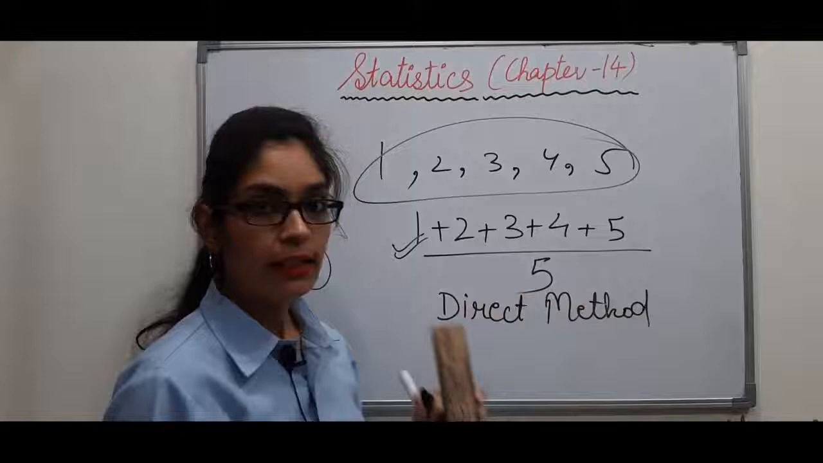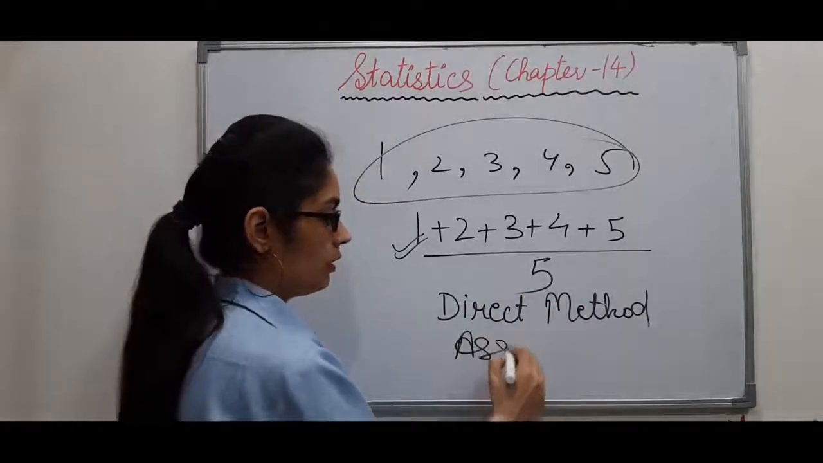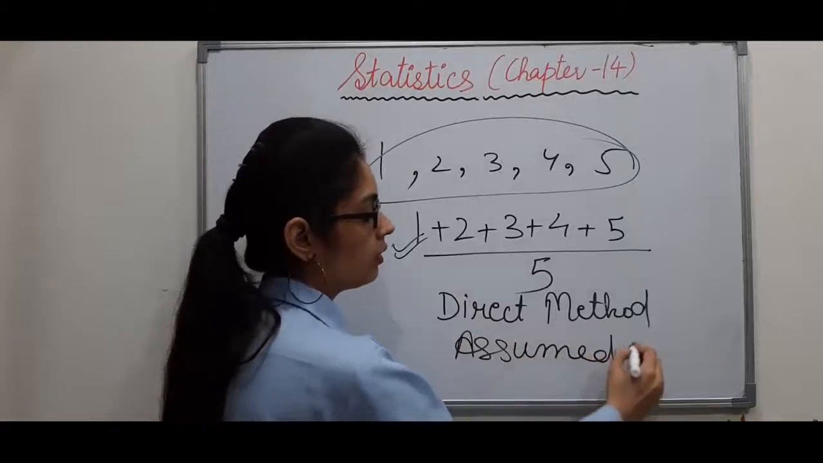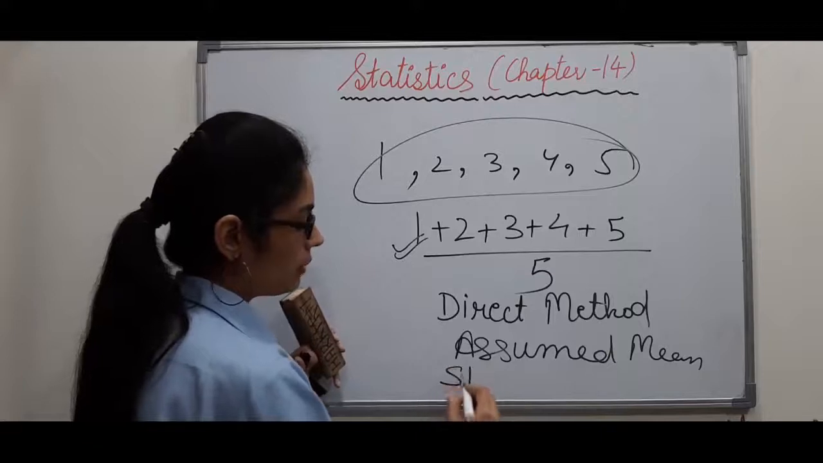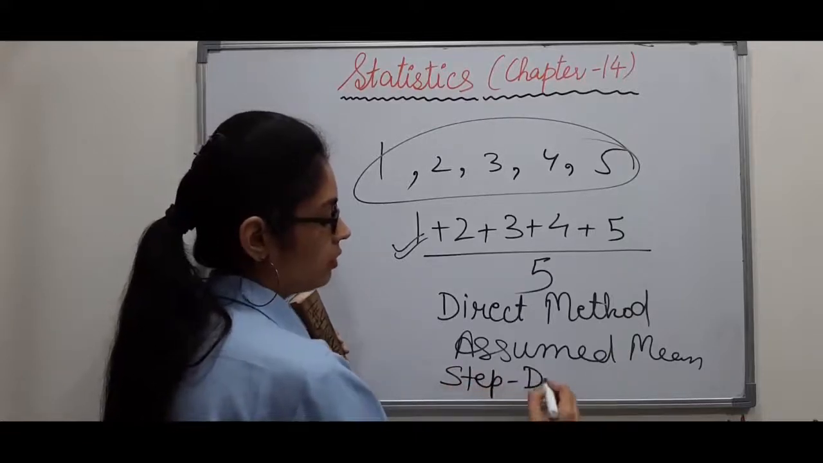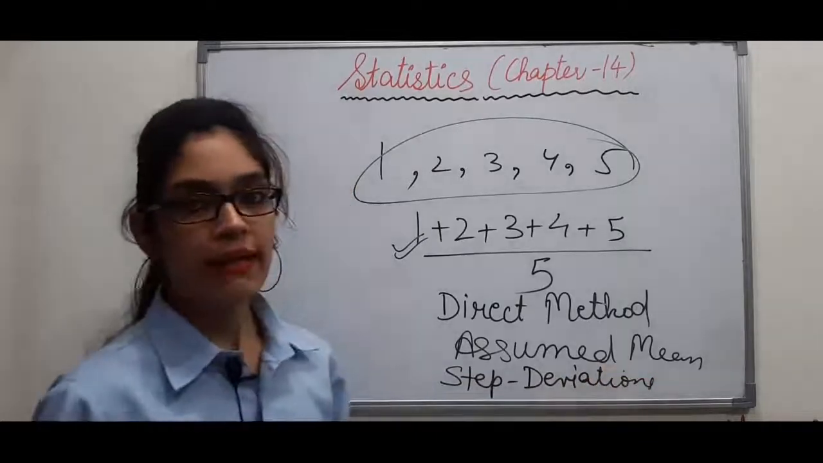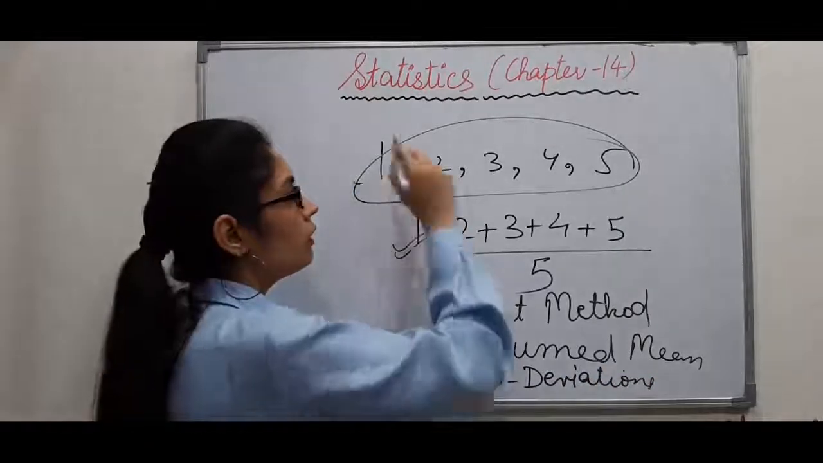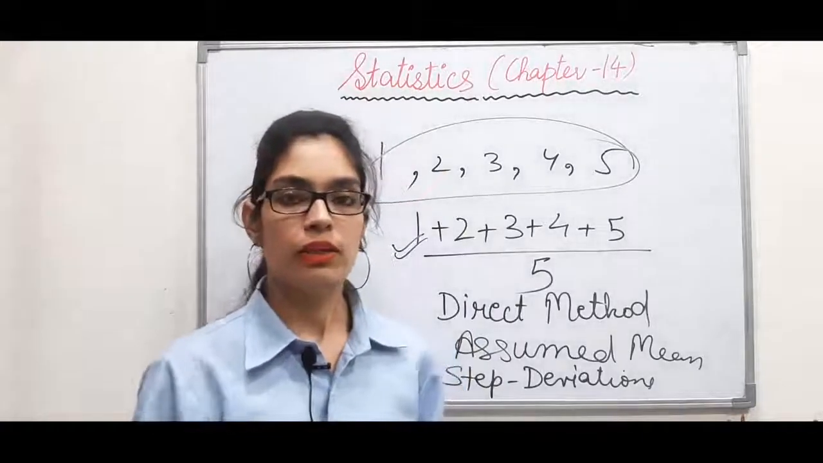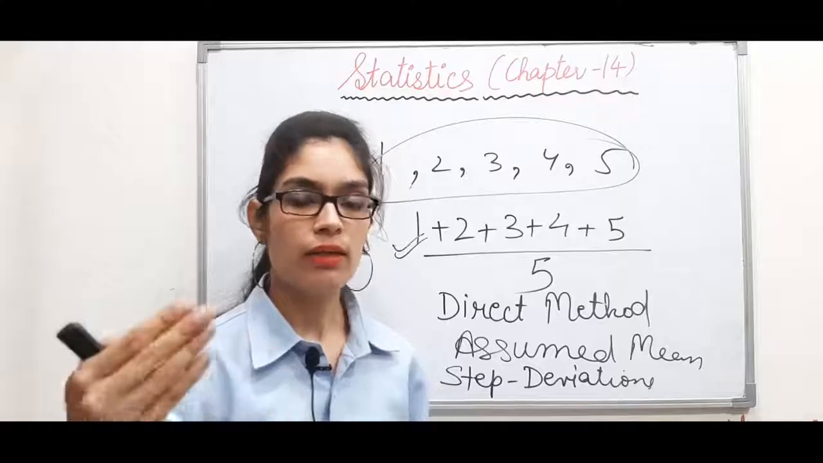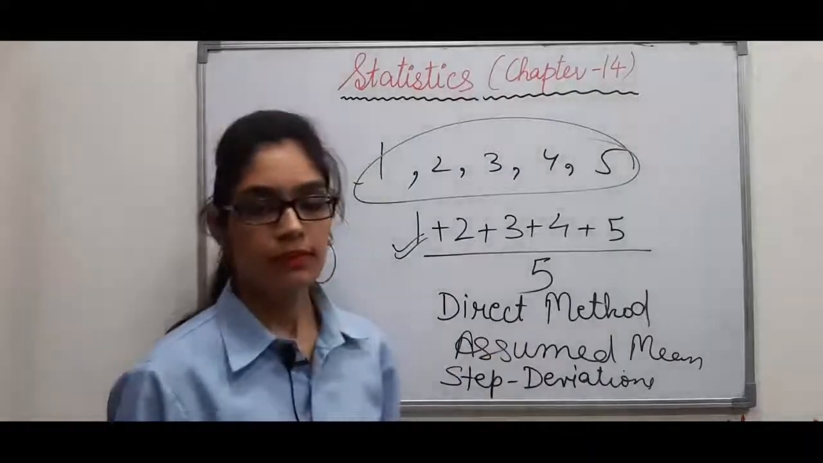We can find mean by the assumed mean method also, and we can also find it by the step deviation method. So three methods are there in order to find the mean of given data. Let's start with the questions, and one question I will choose and solve by using all the three methods. So let's start now.